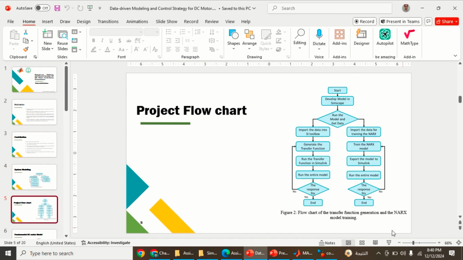This is our complete project flowchart. We start our project by developing a Simscape model of a DC motor. We run the model and get the data, and we use that data to identify a model by using the System Identification Toolbox and training the NARX network. Both of these have been used in MATLAB. At the end we compare their responses.